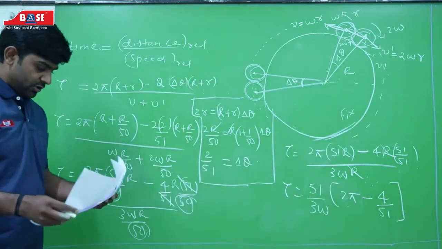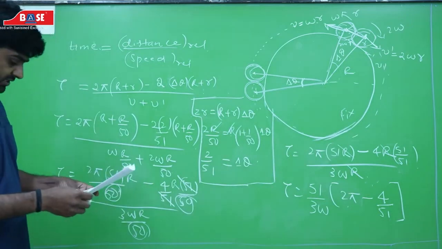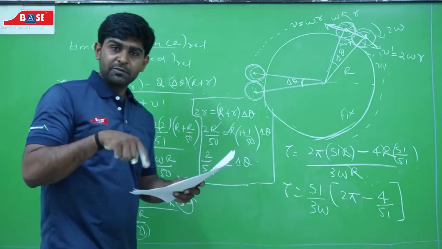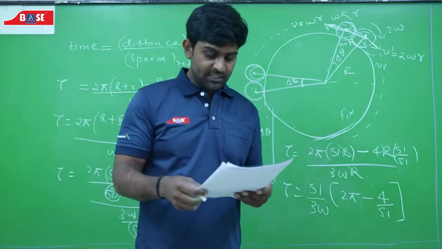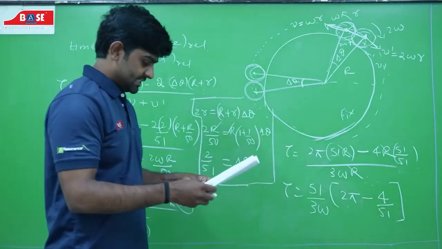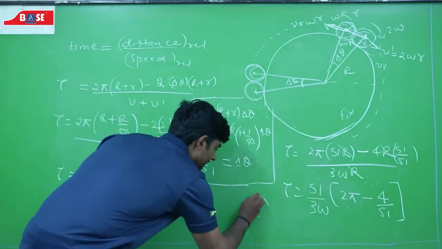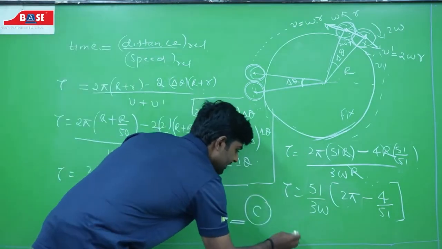So we are just checking out the options again. 51 by 3 omega, 2 pi minus 4 by 51. So we got a bunch of other options also, right? I think this is very simple enough. I think you can easily observe that it is option C, and that's our answer.